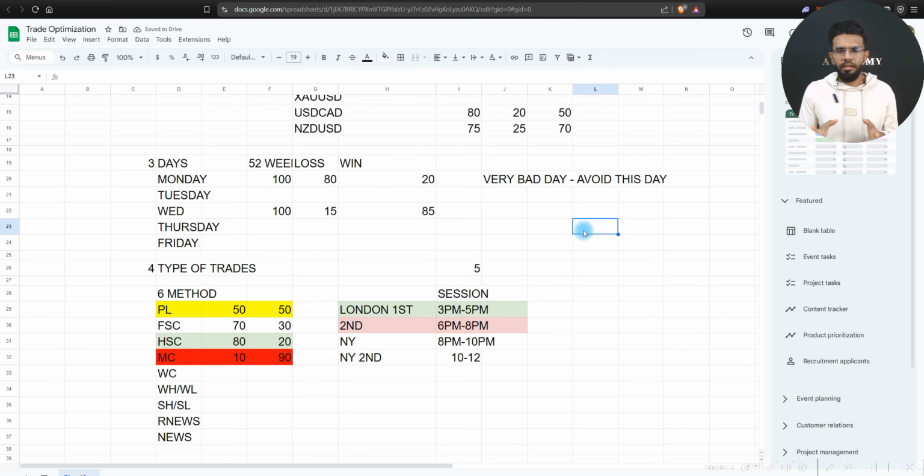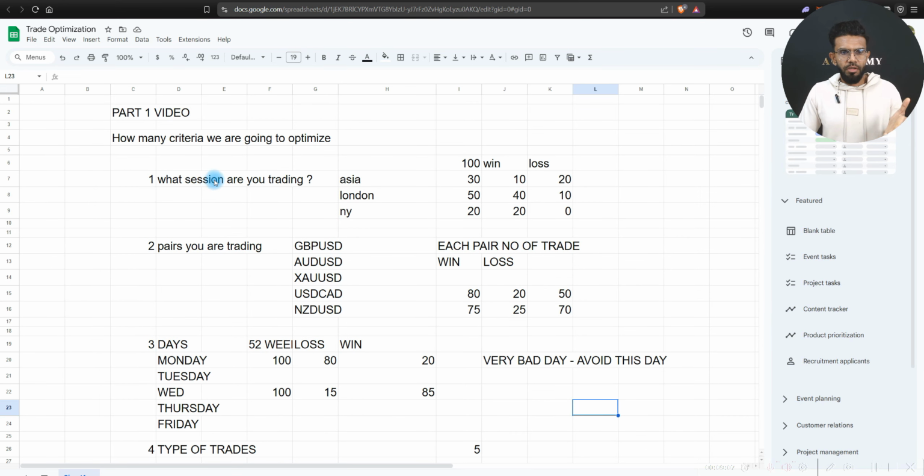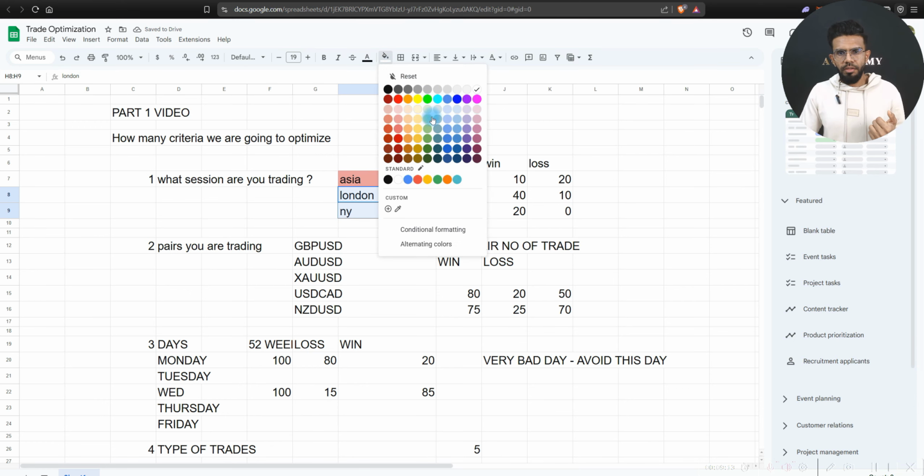So what are we doing here again? We are categorizing each trade you are taking throughout a few months or a few weeks, and then you're doing optimization. You need to do this every 3 months, 4 months, up to you, every 6 months. Once you do this kind of optimization, you'll know what session you are trading and what session you want to avoid. Let's say Asia is very bad, you'll avoid Asia. You'll only focus on London and New York.